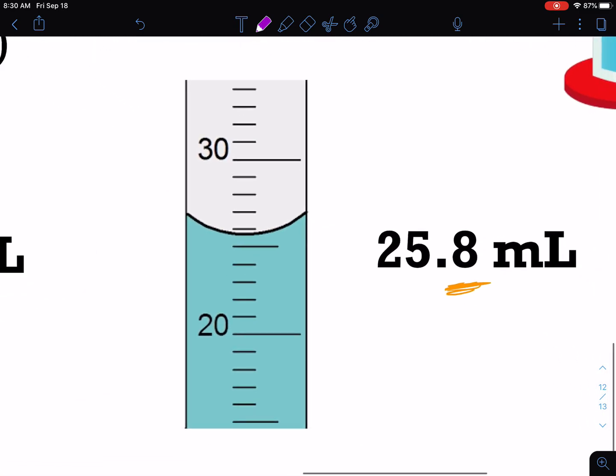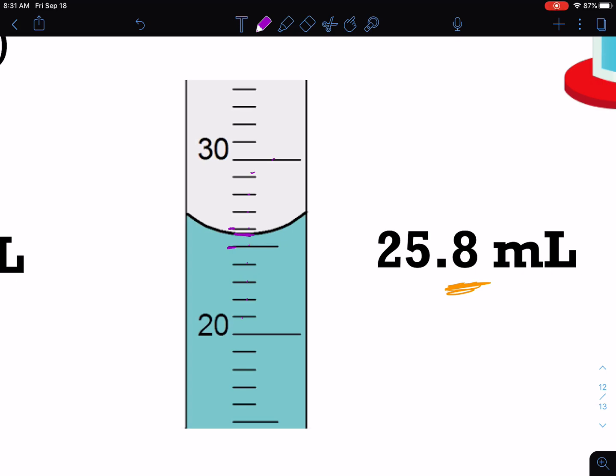When we go over to the next one here, again, we're reading from the meniscus. The meniscus now is in between a line. It's in between, let's see, we got 20 and we're going up to 30. 20, 21, 22, 23, 24, 25, 26, 27, 28, 29, 30. So we go up by 1 each time. It's in between 25 and 26.